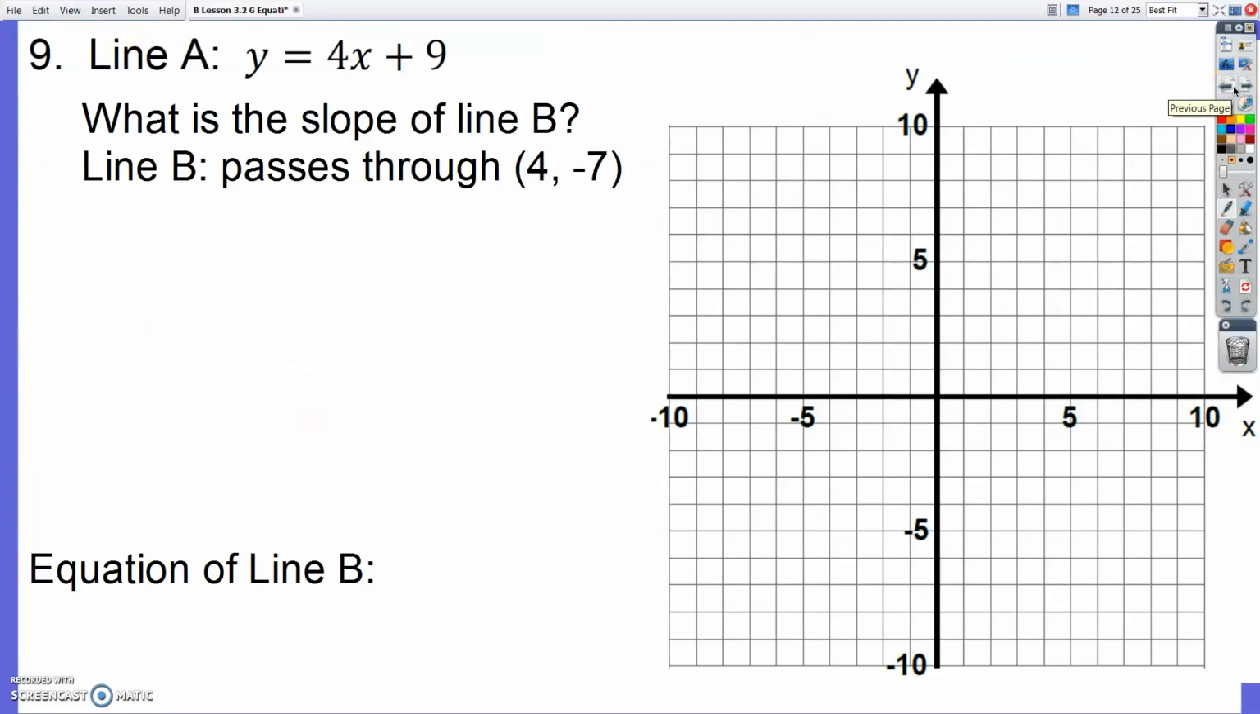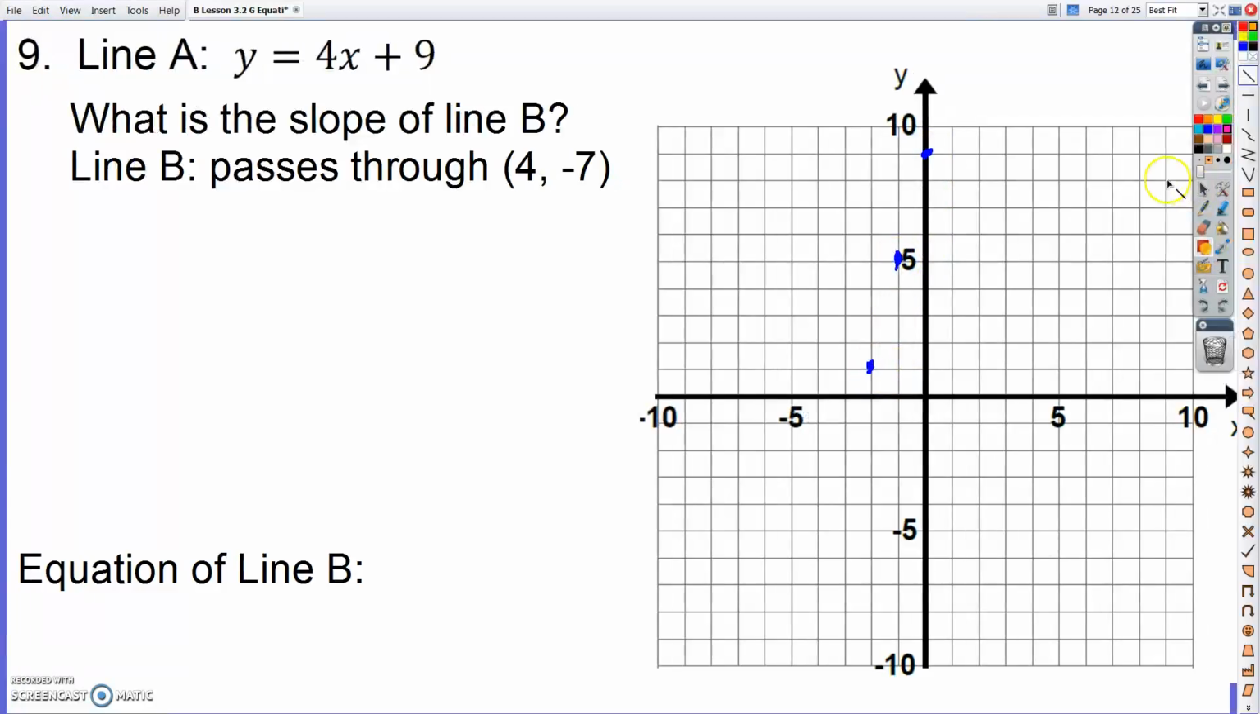So the first one, it says graph y equals negative 4x plus 9. So I'm going to go up to 9. I can't go up 4/1, so I'm actually going to go down 4/1, down 4/1. And now here I can make my equation of a line, like that.